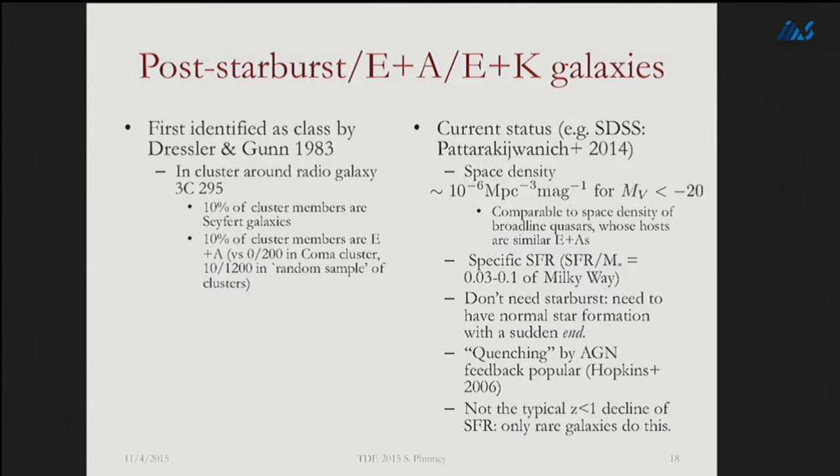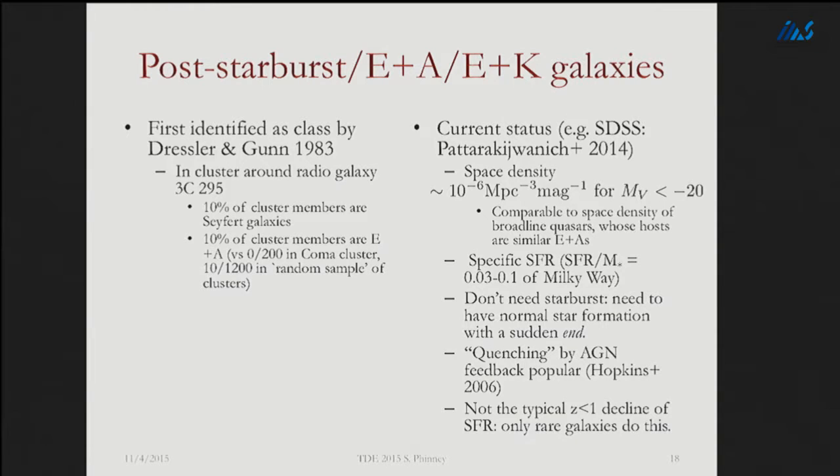10% of the cluster members are Seyfert galaxies, and 10% of them are E+A's. If you look in the Coma cluster, 0 out of 200 galaxies are E+A's. And in their random sample of 1,200 cluster galaxies they'd gotten spectra of, only 10 of them had this, of which 3 were in this cluster. Okay, so these E+A galaxies and Seyfert galaxies seem not only to be in the same thing, they also are great friends, even when they're not.